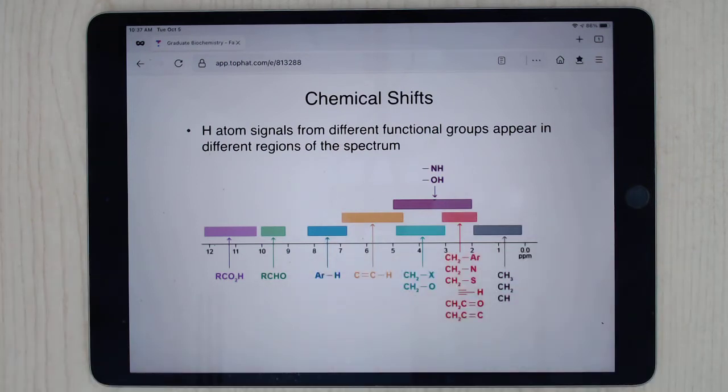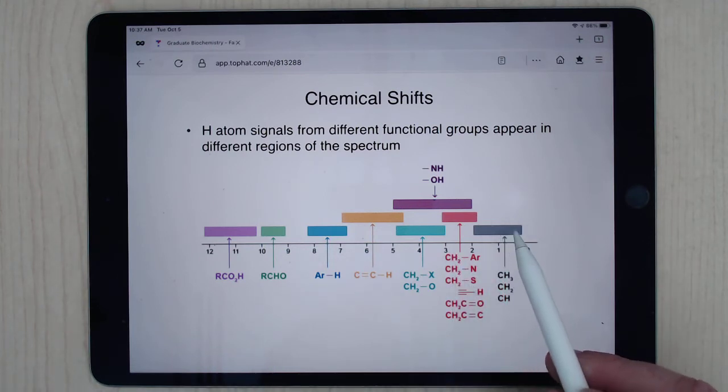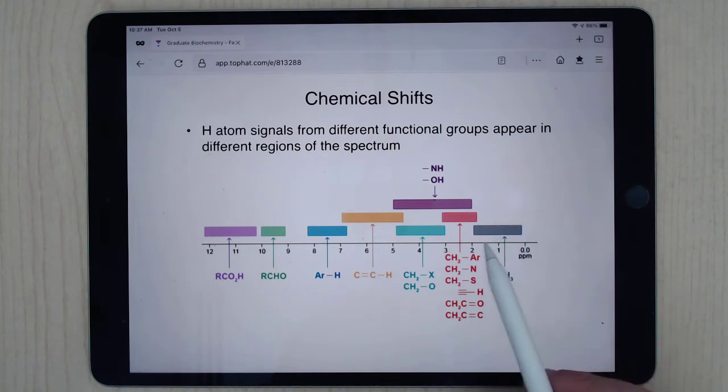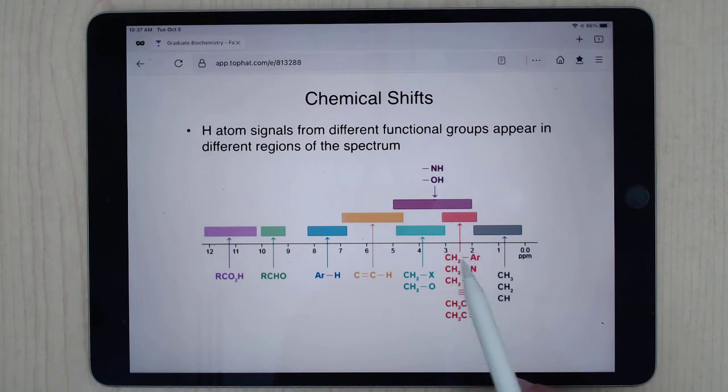So what we can do is look at these distinctive regions. Now this doesn't have to be a CH2, it can be a CH, CH3, whatever. If you're just a regular alkane, you're going to be in this region from about 0.5 to 1.5. In the 2 region, you're typically going to be next to something like an arene or benzene, or a nitrogen or sulfur, or you're hanging off an alkyne, or you're going to be next to a double bond, either a carbon-carbon or a carbon-oxygen double bond.